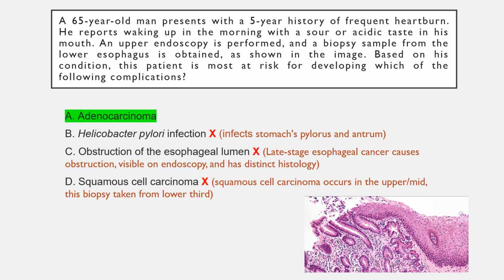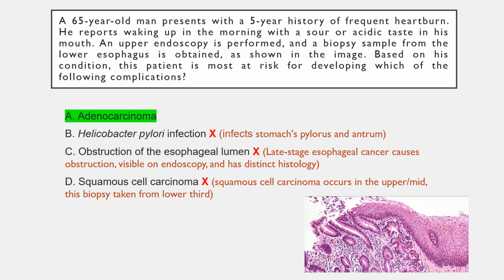Let's have a look at why the other options are incorrect. Option B is incorrect as Helicobacter pylori infects the pylorus and the antrum of the stomach, but for this patient, biopsy was taken from the lower esophagus. Option C is incorrect as esophageal cancer in late stages can cause esophageal obstruction, but would be seen on the endoscopy and would have a different histologic appearance.